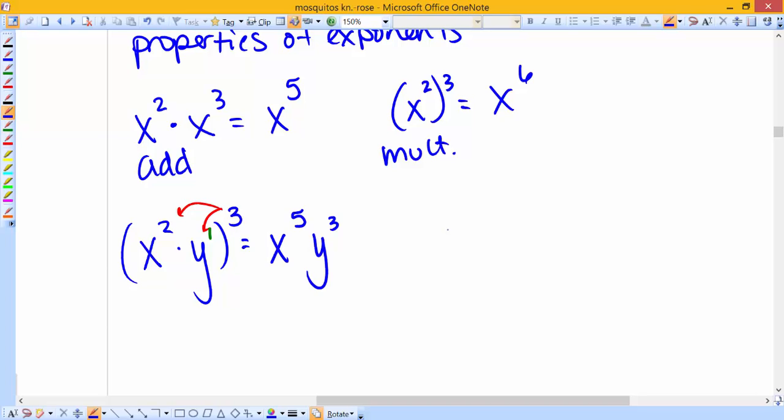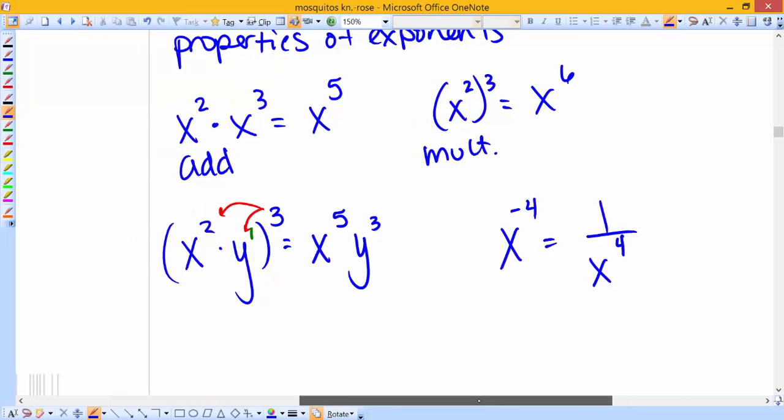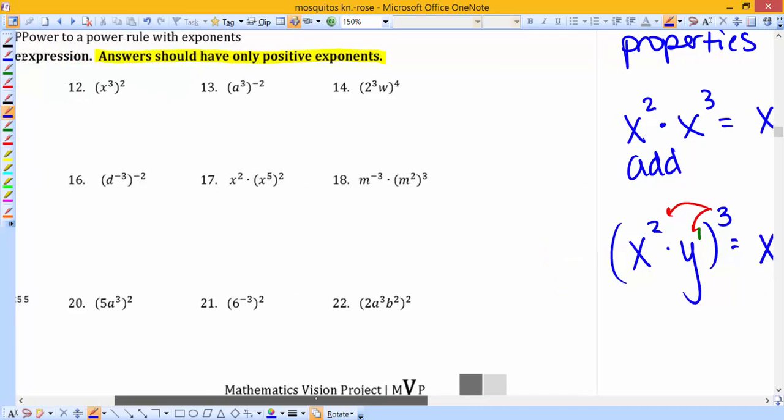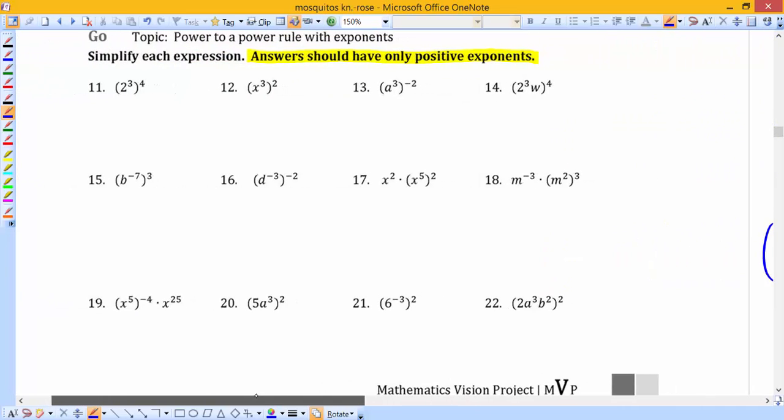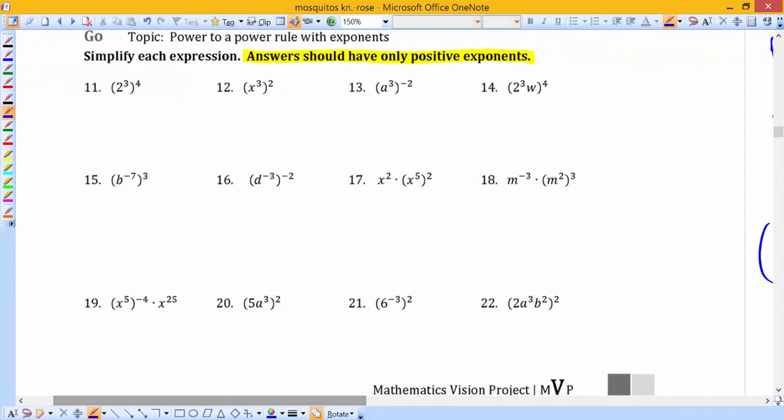And then don't forget, the last property that we need to talk about is if I have a negative exponent. If I have an x to the negative 4, this is 1 over x to the positive 4. Then you can be getting rid of your exponents. But in this part of the homework, you don't have to. It says answers should only have positive exponents, so you do not need to finish them. It's just practicing the properties.